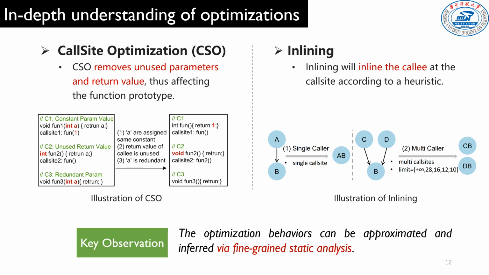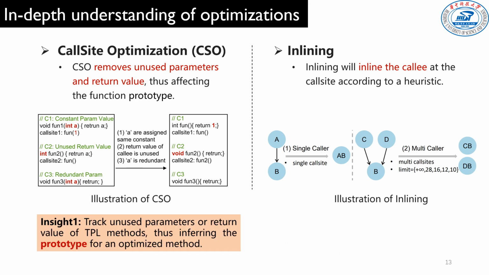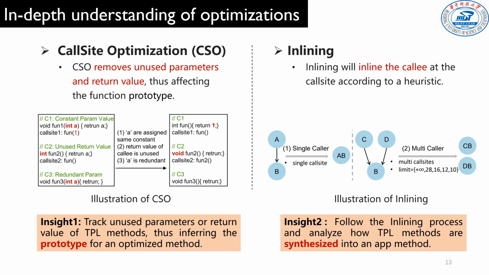Our key observation is that through fine-grained static analysis, we can approximate and address the challenges from these optimizations. For call site optimization, we can track these unused parameters or return values in library methods. This helps us infer the prototype of an optimized method. As for inlining, we can follow the inlining process to understand how library methods are synthesized into app methods.